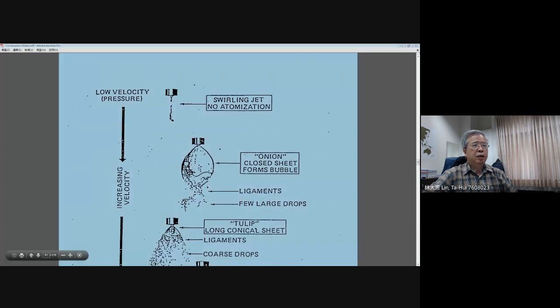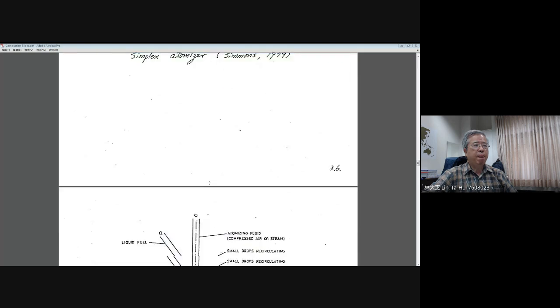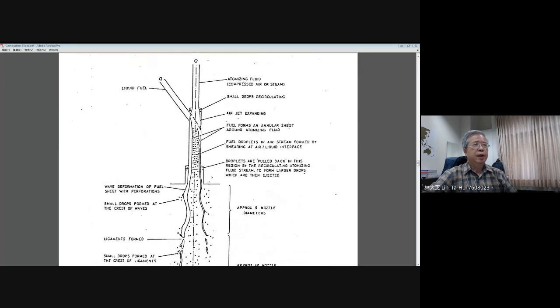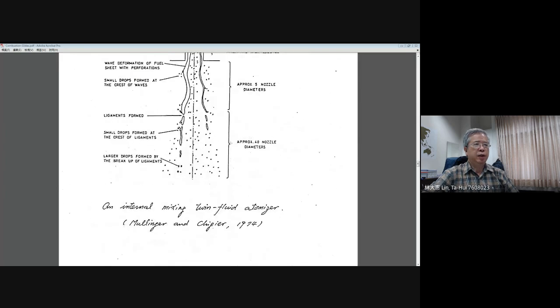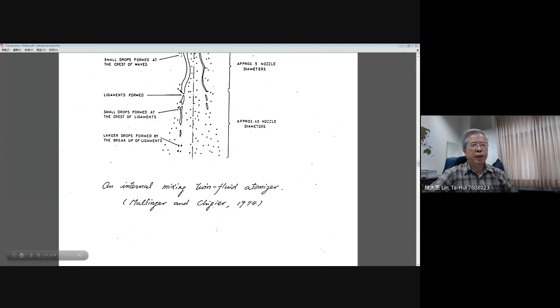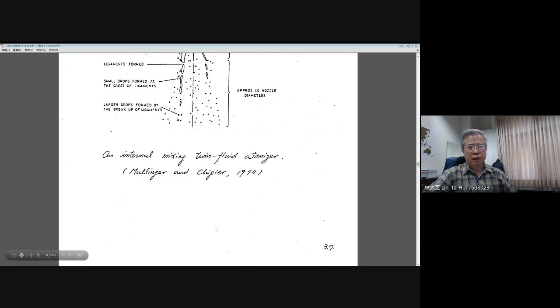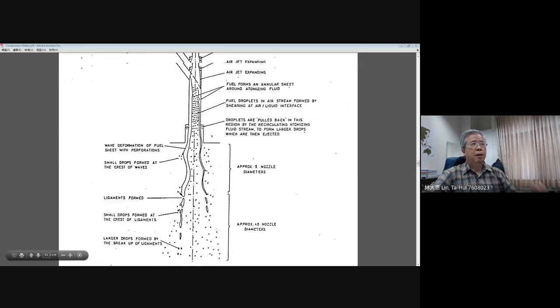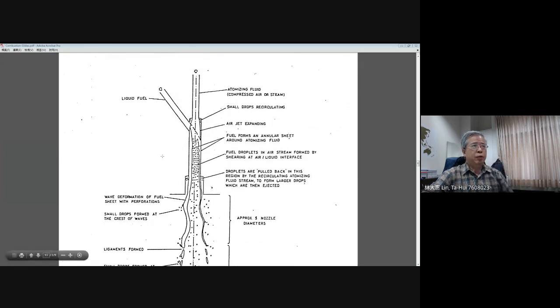Okay, I will just give you the final examples, for the twin fluid atomizer. You can see this structure described by Mullinger and Chigier in 1974 for the internal mixing twin fluid atomizer, shown in page 3.7. You can see the liquid fuel coming from this side and the air flowing from the center. They will mix together here. Then we call this internal mixing.